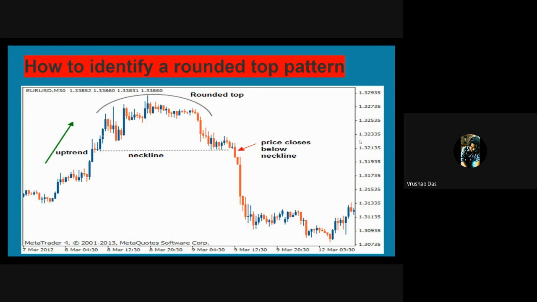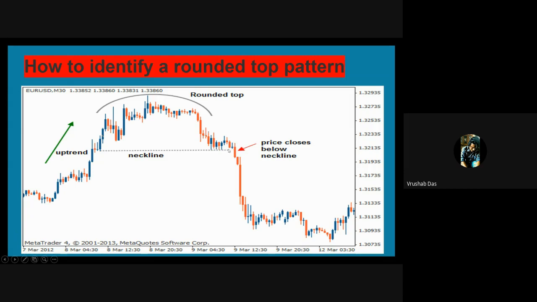The first thing we will see in the chart is an uptrend, and next we will see a neckline. Second, there will be a rounded top, as shown in the figure.